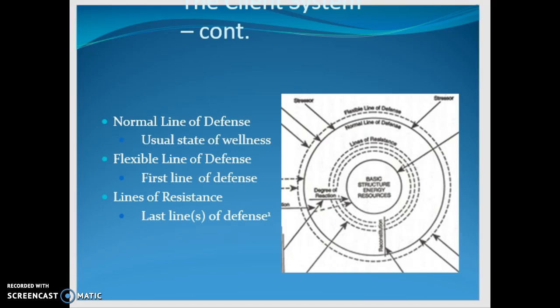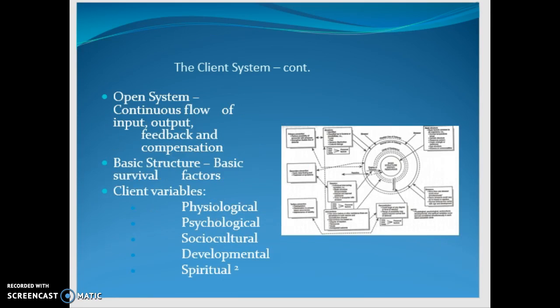There are three components in the client system, which are the normal line of defense, the flexible line of defense, and the line of resistance. This diagram further illustrates the relationship between the defense systems. Within the client system, there are also five variables, which are physiological, psychological, sociocultural, developmental, and spiritual.